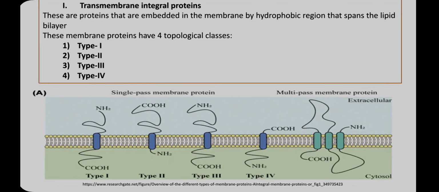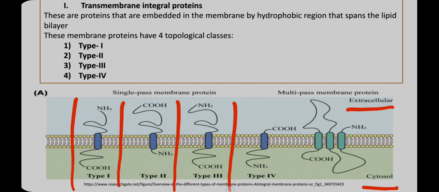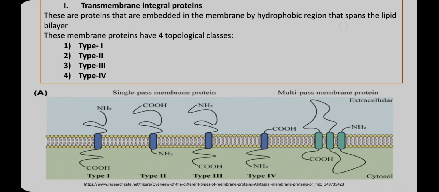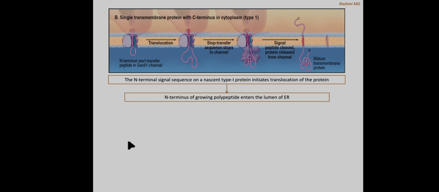The blue colored part you are seeing is extracellular, and the green colored part is the cytosol. Here you can see type 1, type 2, type 3 and type 4. So we will be discussing it individually in the coming slides. How this is inserted was also discussed in the previous class.